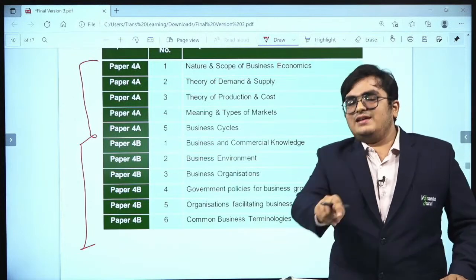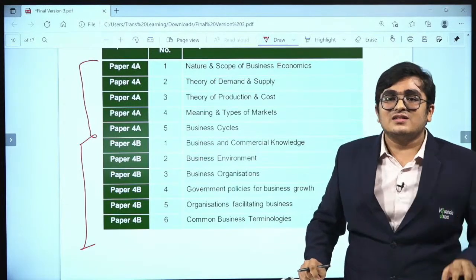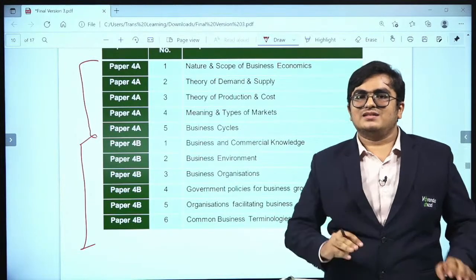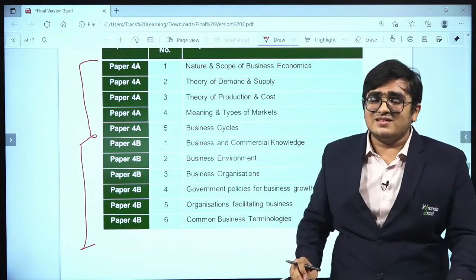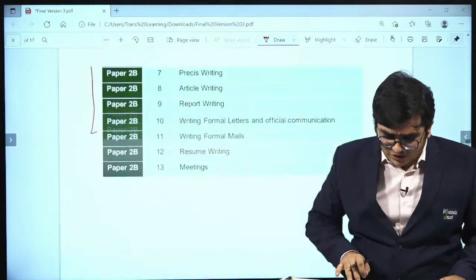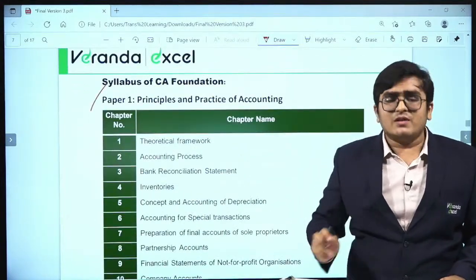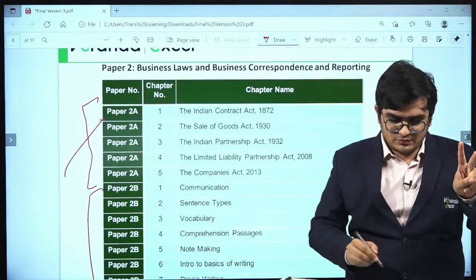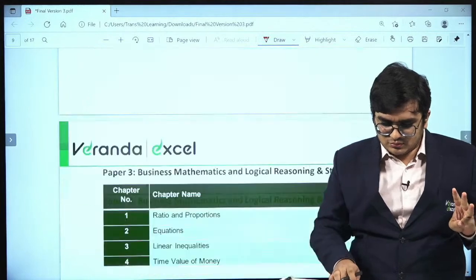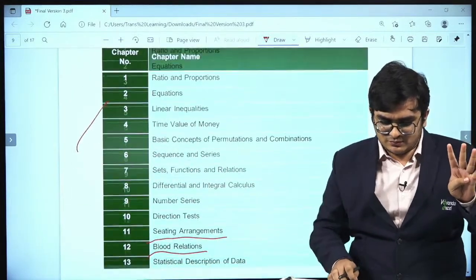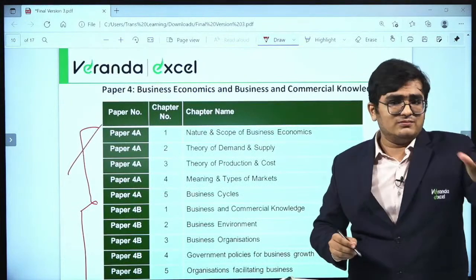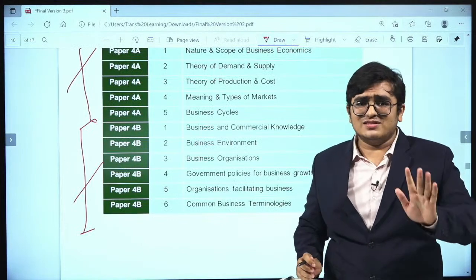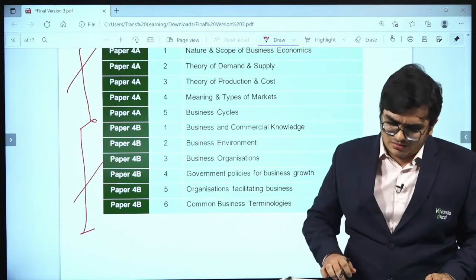So in effect, there are 6 subjects which ICAI has given for you to do. They have told, okay, 4 subjects, you do it. But that is not the case, sir. There are 6 subjects. To recall, paper 1, 2A, 2B, paper 3, paper 4A, and then paper 4B, 6. So there are 6 subjects which you have to study. So that will be the case.